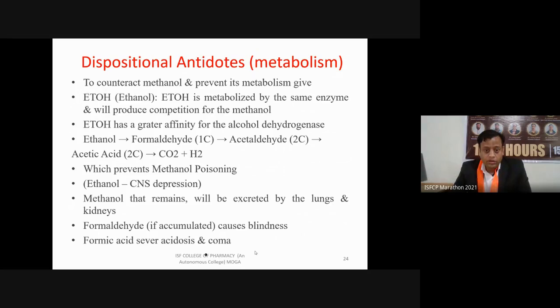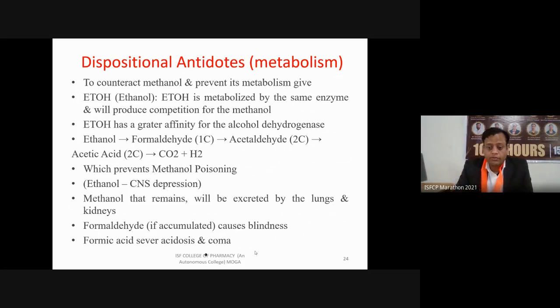In another way, formaldehyde is a metabolite of methanol. If this metabolite accumulates, it causes blindness, so removal of this metabolite is also essential. Formic acid, a metabolite of methanol, also produces severe acidosis and coma. These metabolites are all responsible for toxicity, and different dispositional antidotes are used to reduce or minimize the toxicity of these metabolites.